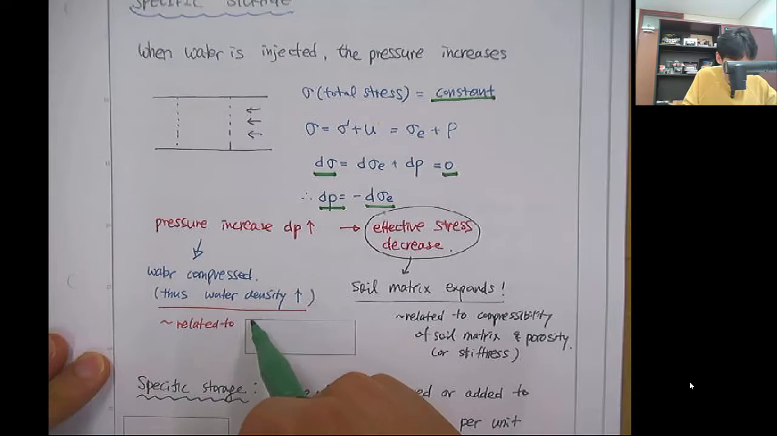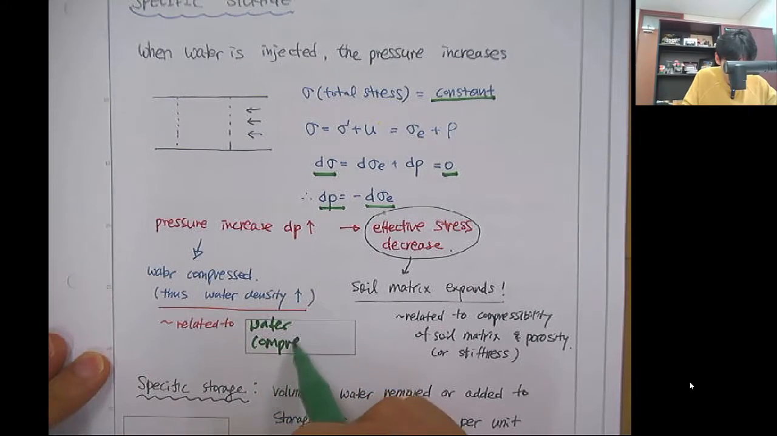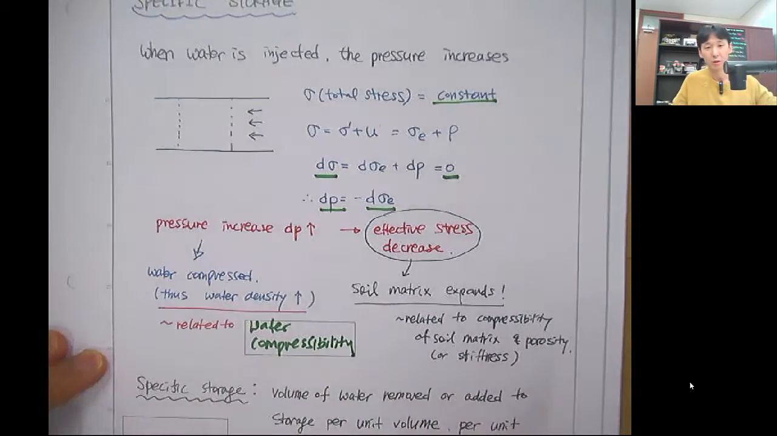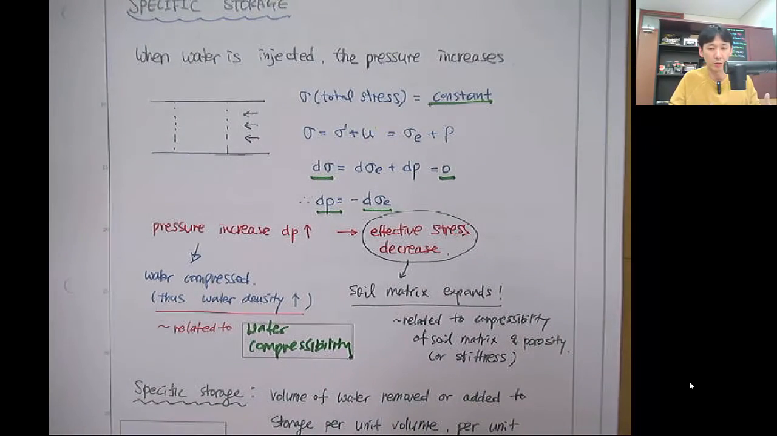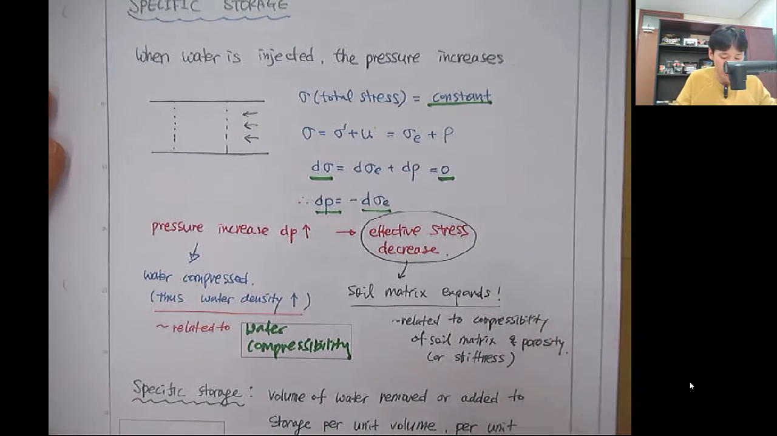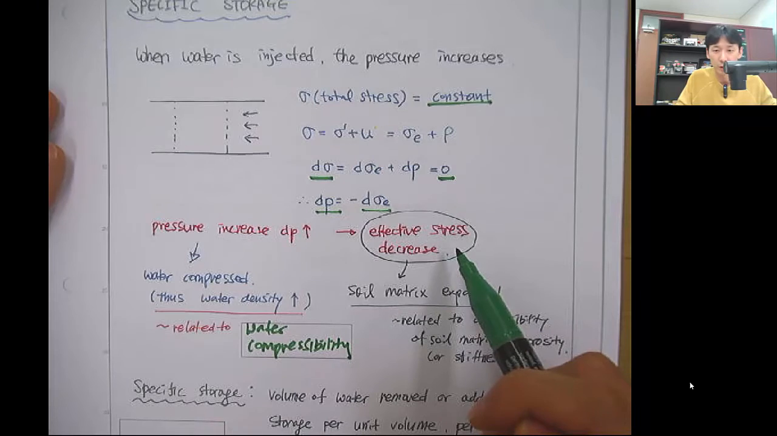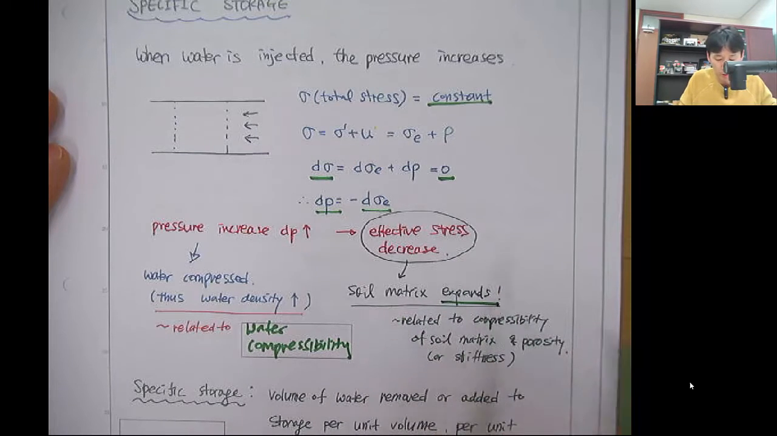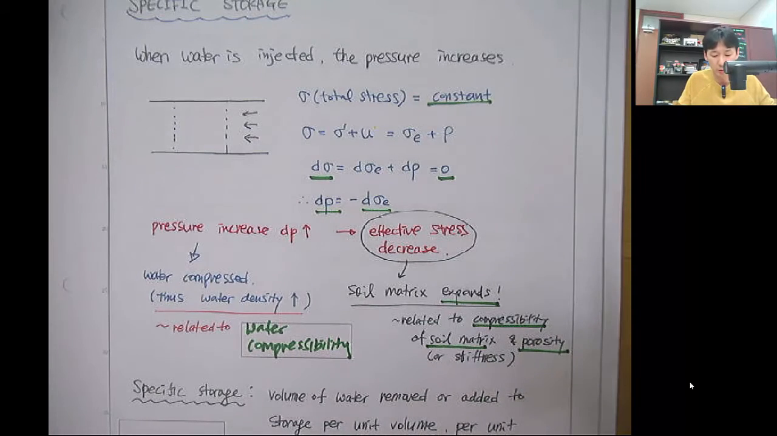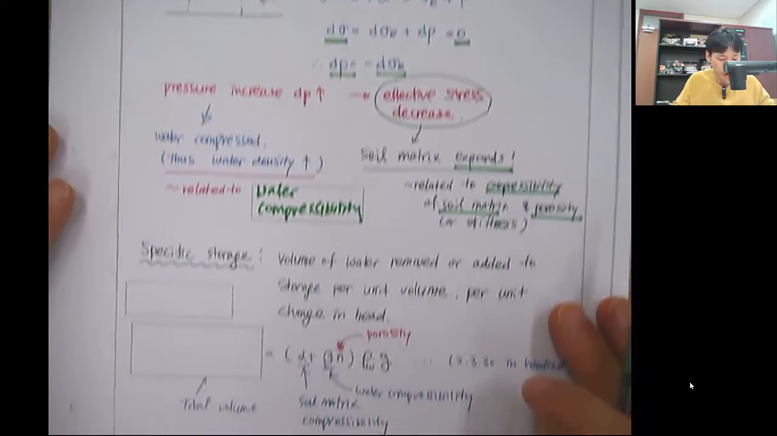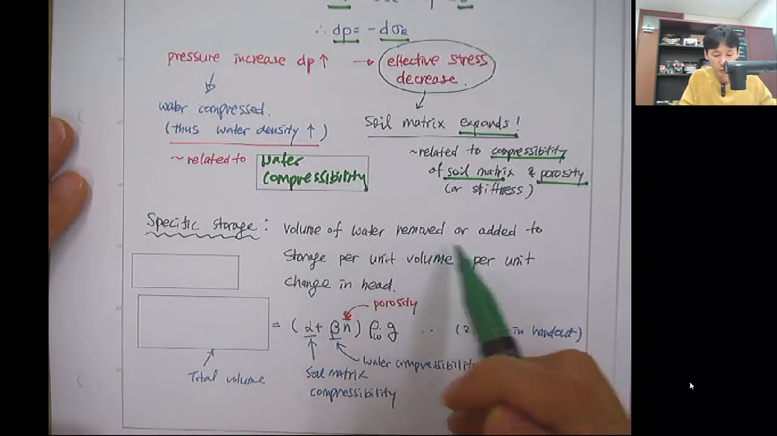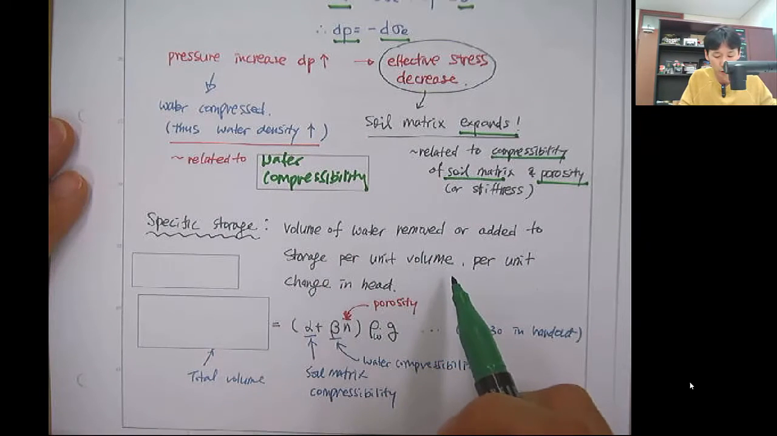So this is related to the water compressibility. As the pressure goes up, in the confined space, more water is stored. And what about the effective stress? As the effective stress decreases, the soil matrix can expand. So this is related to the soil stiffness, or in other words, the compressibility of a soil matrix, and the porosity. So as the effective stress decreases by the water injection, the soil matrix will expand, which means that the porosity will increase.